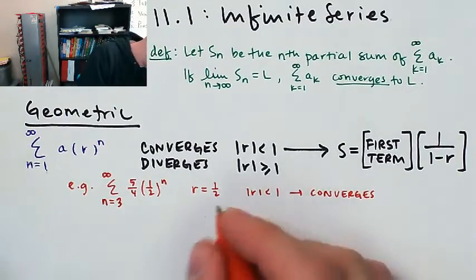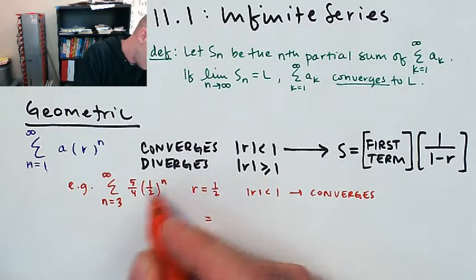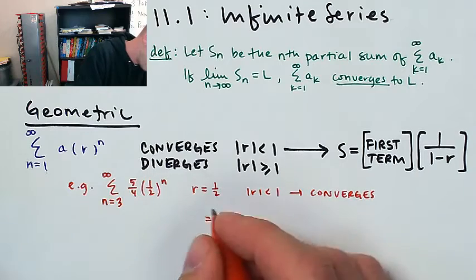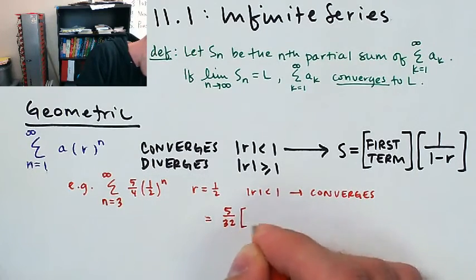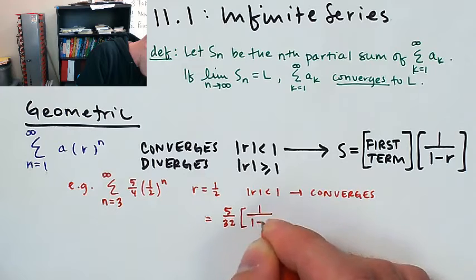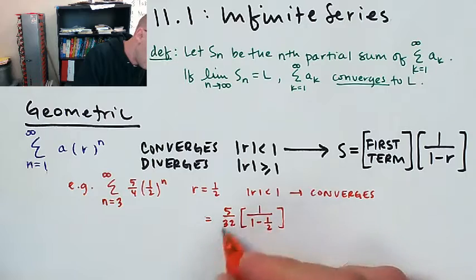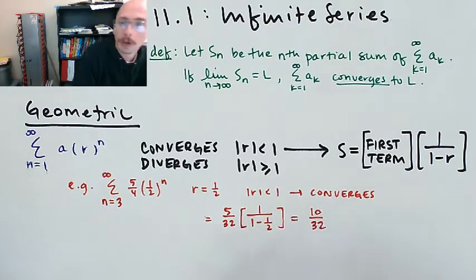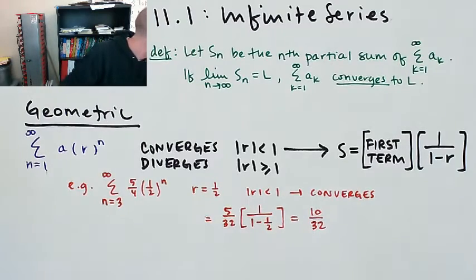And I think this is converging to a total of, the first term would be where n equals 3, so 5/4 times 1/8, so 5/32, times 1 over 1 minus r, where r is 1/2. And 1 minus 1/2 is 1/2, so it'd be like multiplying by 2, and that's going to end up being 10/32, or 5/16, however you like it. Okay, that's the geometric series scenario.